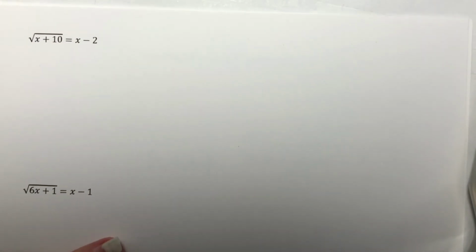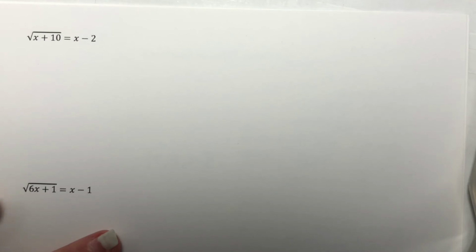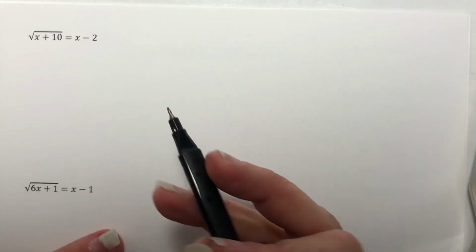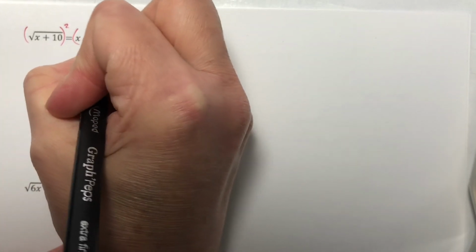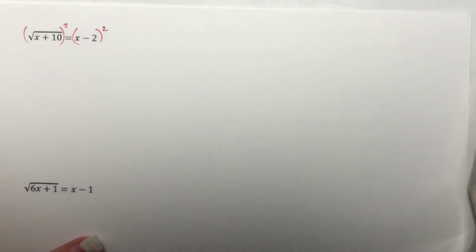Let's work the square root of x plus 10 is equal to x minus 2. Our first step is to get the square root by itself, and it's already there. Now let's square both sides. Now on the left, I end up with x plus 10.